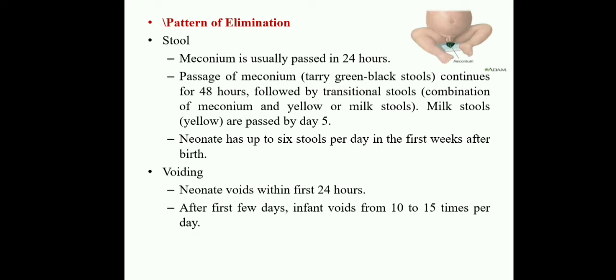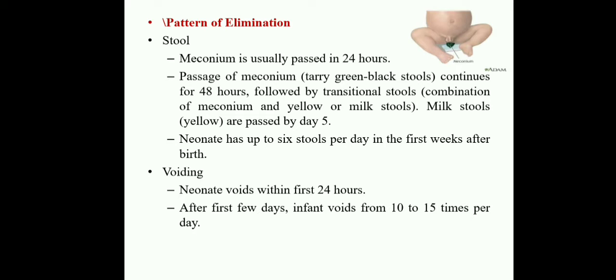Okay, and the next one is voiding. A neonate voids within the first 24 hours. Immediately after 24 hours, automatically the baby voids urine. If it is not there, the lower abdomen is distended and some obstruction is there. That is a congenital malformation. After the first few days, the infant voids 10 to 15 times per day.